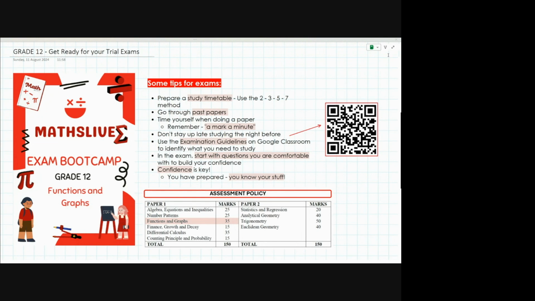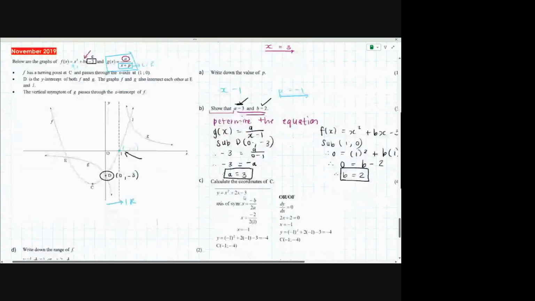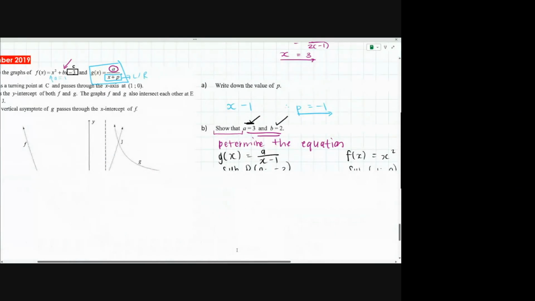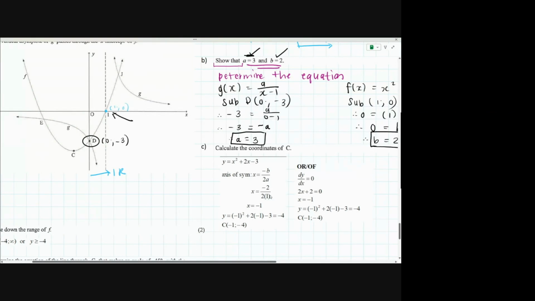Okay, so guys, on Monday, I said to take a screenshot of this question. And we only got to question B, but I said take a screenshot, give it a try, and then I'll put up the answers for you. So the next question was to calculate the coordinates of C. And so C is your turning point on your parabola, which is over here.